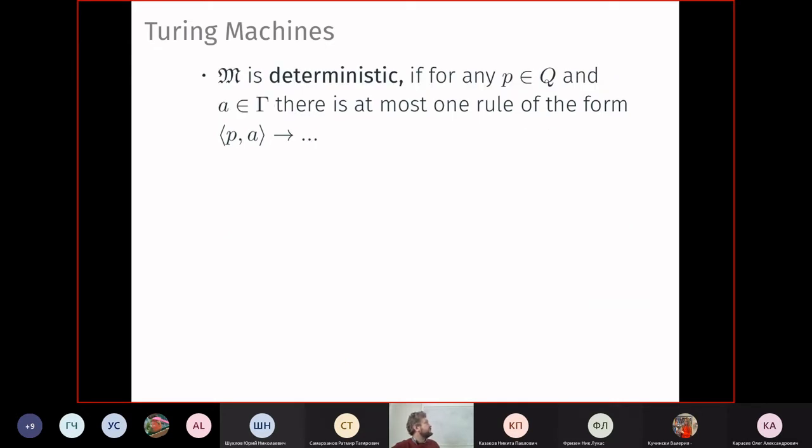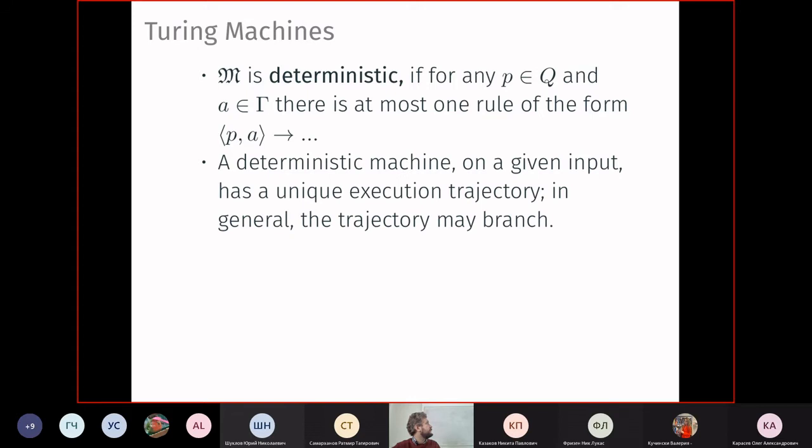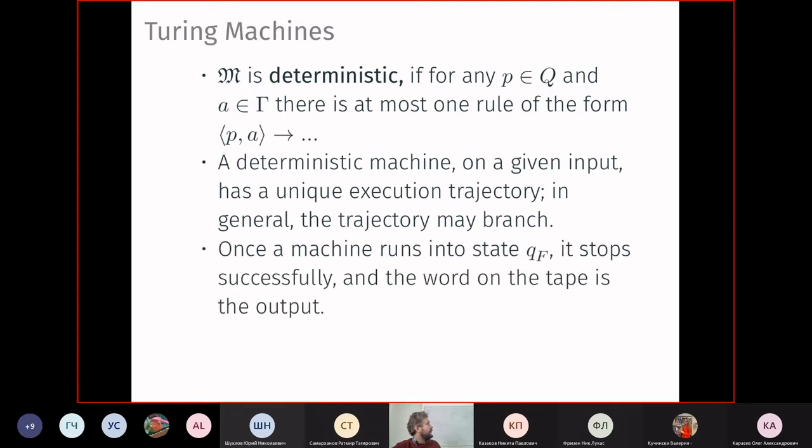And the machine is deterministic if for any P and A you have not more than one such rule. So at each point the machine knows what to do. If there is no such rule, the machine fails. This is a failure of the computation. And once the machine runs into a state QF, it stops, and the word which is written on the tape is considered the output. So in our case, again, you observe 0 or 1. And you can say that if it is 1, then you say yes. If it is anything else, you say no.